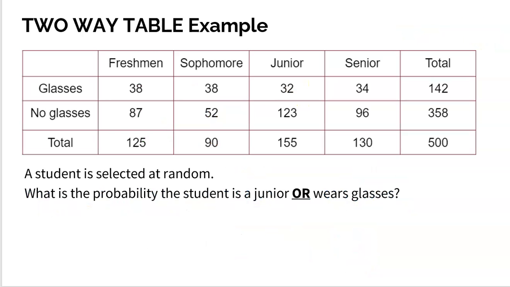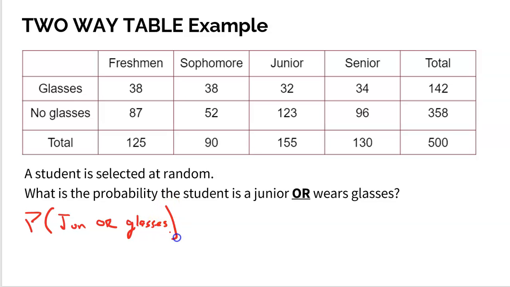All right, now if you're looking for one place for the question about or to make the most sense, it's probably in a two-way table. So here's a two-way table, 500 students. Some wear glasses, some don't. Some are freshmen, some are sophomores, some are juniors, some are seniors. What's the probability that I randomly pick a student who is a junior or wears glasses?